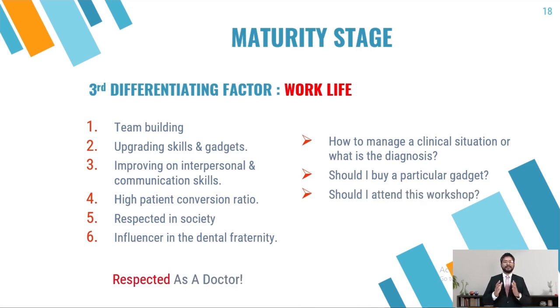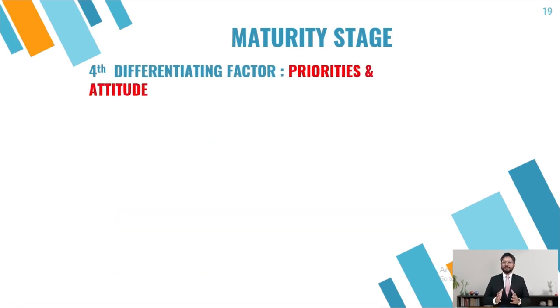Are you experiencing this situation? Just mark your score. If yes, it's 5. If no, it's 1. Now let's talk about the fourth differentiating factor, your priorities and attitude. In the maturity stage, your priority is to keep work-life balance.